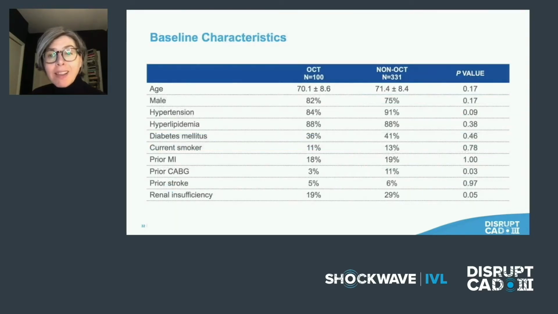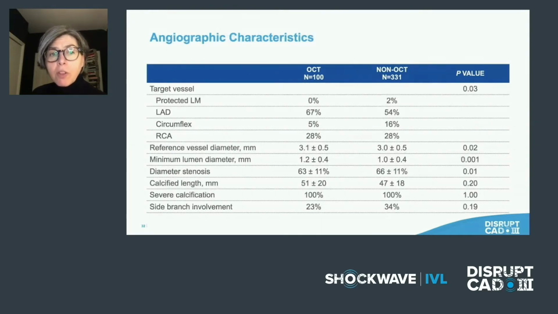So looking at the baseline characteristics, the 2 things to note, as you might anticipate, is that the OCT patients were less likely to have renal insufficiency. They were also less likely to have had prior bypass surgery. If we look at the angiographic characteristics, you were more likely to have OCT if it was an LAD lesion that was being treated, and less likely if it was a circumflex lesion. You can see that the reference vessel diameter and minimal luminal diameter were both slightly larger in the OCT group, whereas the diameter of stenosis was slightly smaller. Now, the absolute values that were different between the 2 groups were very small and probably irrelevant.